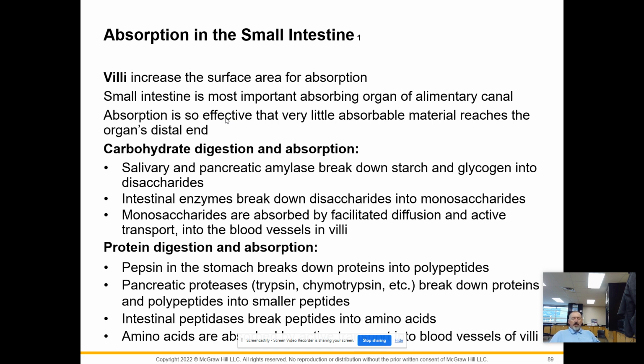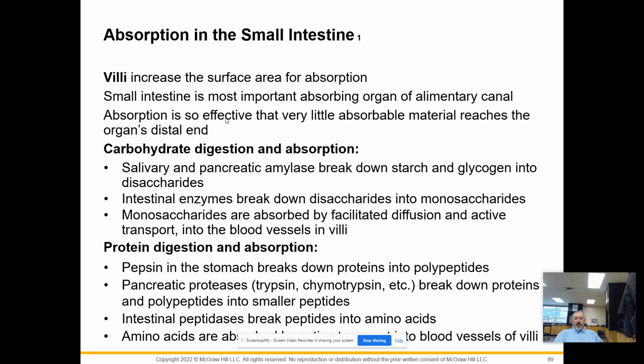Villi increase the absorption area. Small intestine is the most important absorbing organ in the alimentary canal. So that is the tube going from mouth all the way through. Because we're a tube in a tube, you can swallow a marble and defecate the marble out. So it's going through this tube in our body. Absorption is so effective that very little absorbable material reaches the organ's distal end. So very little of what you can actually absorb is defecated out. Most of it, we strip every single part of a nutrient we can from it, using all of these different kinds of chemical enzyme cocktails to break it down.